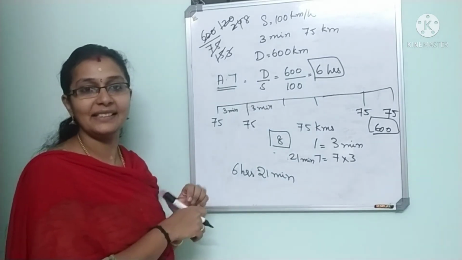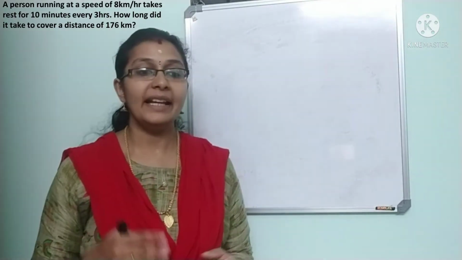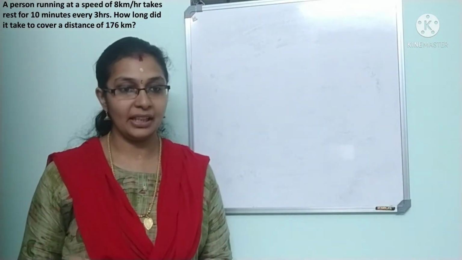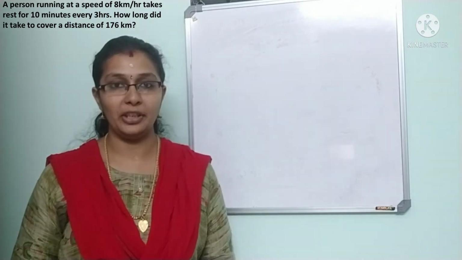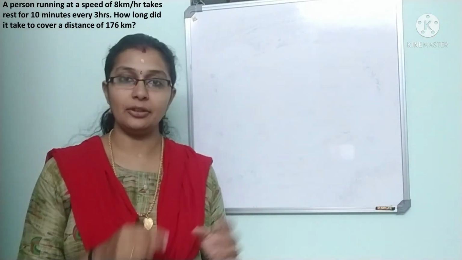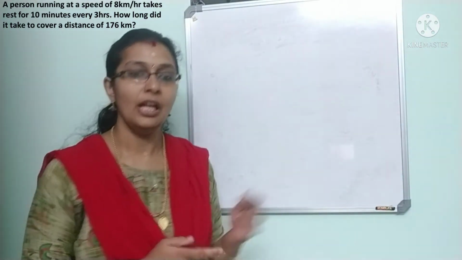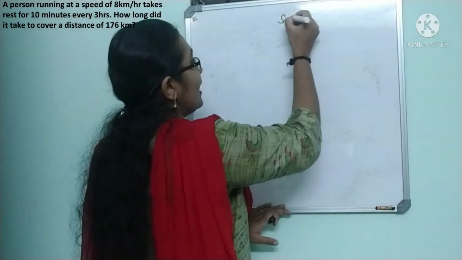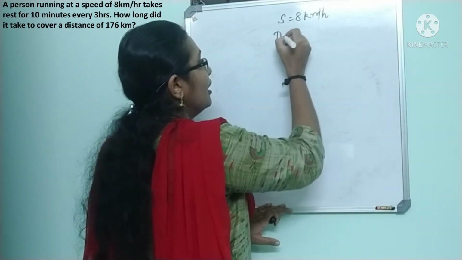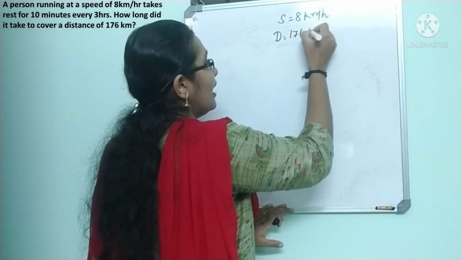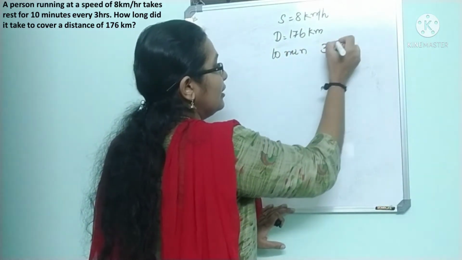Clear? Yes. Next question. A person running at a speed of 8 km per hour takes rest for 10 minutes every 3 hours. How long did it take to cover a distance of 176 km? So this question is quite similar to the previous one, but with a slight difference. So first we will write down what all is given. So the speed is given as 8 km per hour and distance is 176 km, and it takes rest for 10 minutes for every 3 hours.